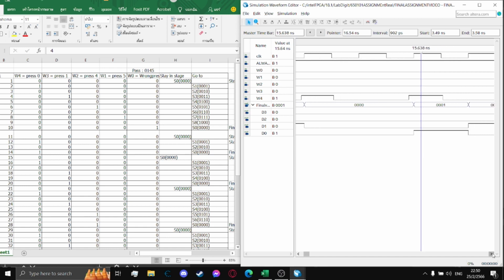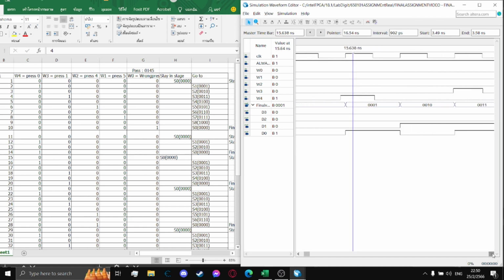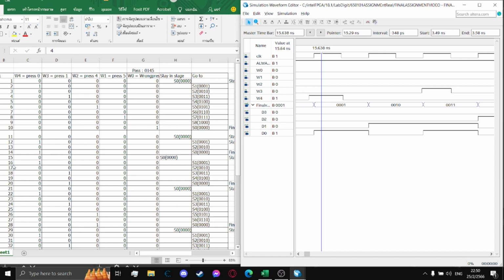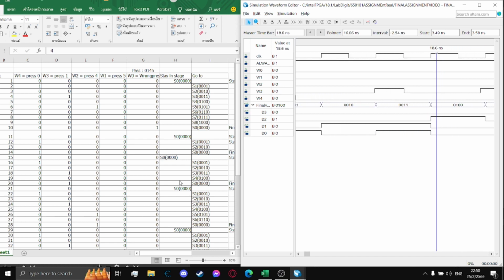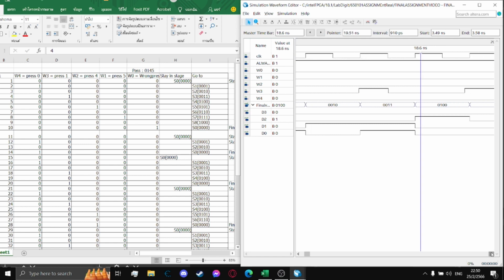Then we will start again, and it is clock 16, clock 17, clock 18, clock 19. In clock 19, result is state 4, 0 1 1 1. Like this we get.